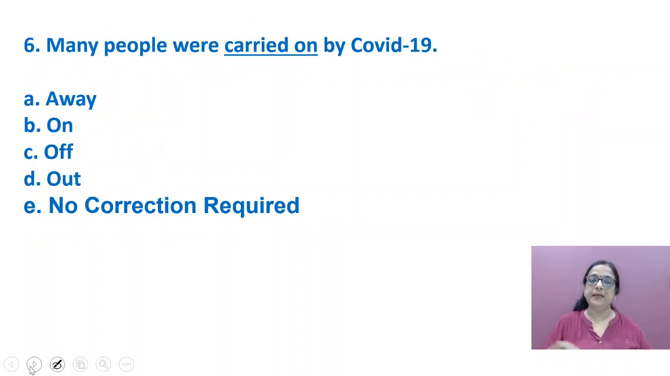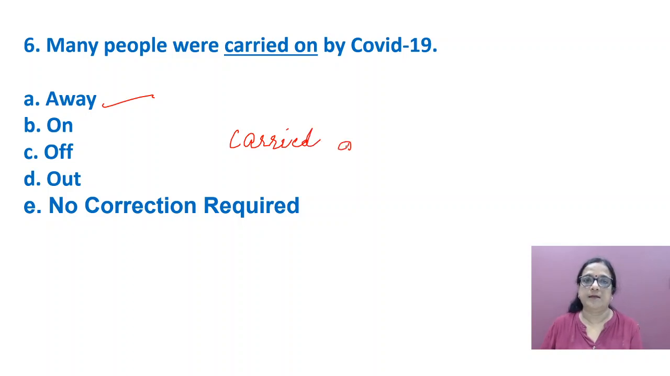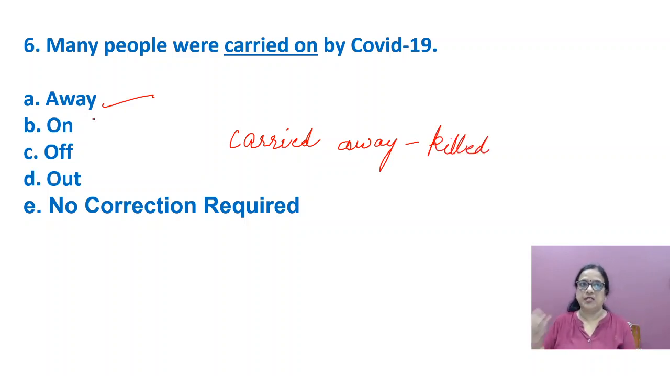Next one. Many people were carried on by COVID-19. Carried away, carried on, carried off, carried out, no correction required. Which option would you like to put correct? It will be carried away. What is the meaning of carried away? Carried away means killed. This is the correct option. Many people were carried away by COVID-19 means they were killed.